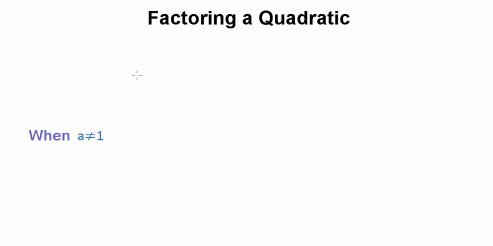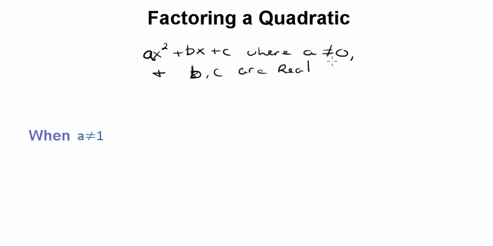In this video, we will factor a quadratic, but we will focus on when a quadratic has a leading coefficient that is not equal to 1. So recall that a quadratic is an expression of the form ax squared plus bx plus c, where a is not equal to 0 and b and c are real numbers. Okay, b and c can be 0, but a cannot be 0.